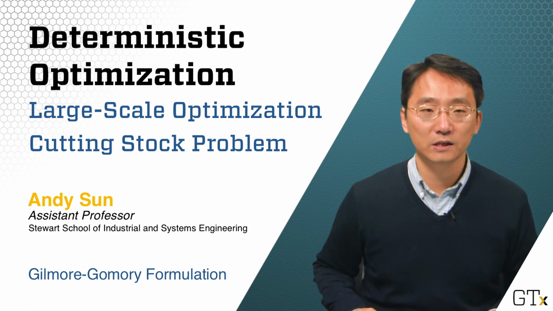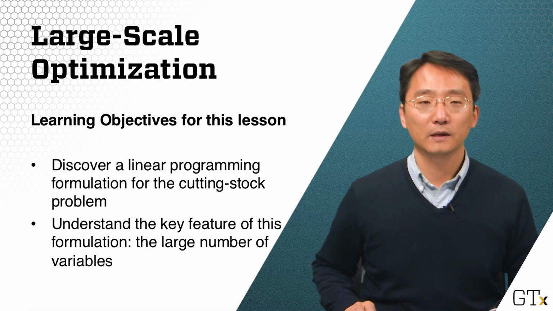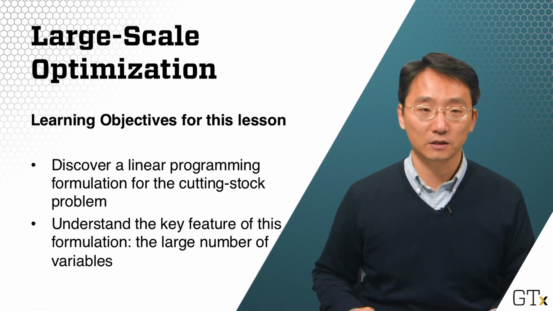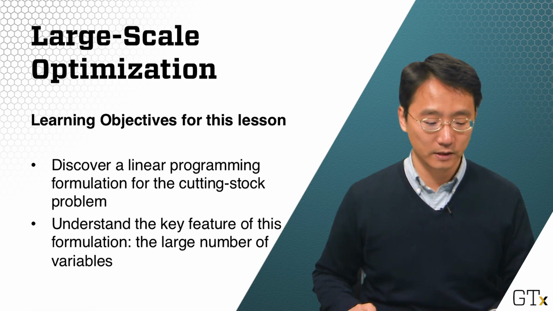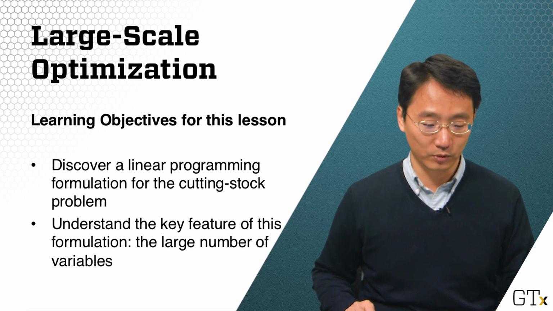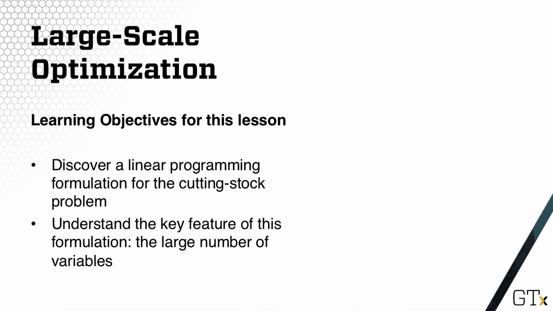Let's continue our discussion on the cutting stock problem. So here we're going to discover a linear programming formulation for the cutting stock problem that we set up in the last lesson, and to understand the key feature of this formulation, meaning the large number of variables, as we'll see the formulation will give.